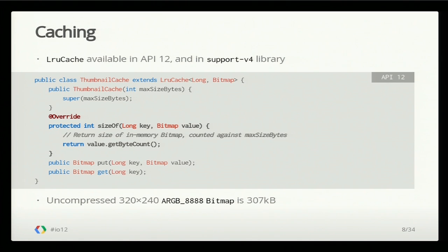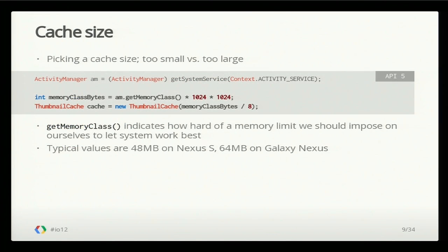Because whatever we're allocating inside of LRU cache, we need to keep enough memory for the other parts of our application, like our activities and layouts that we're inflating. So a good place to start for a cache size is the getMemoryClass method on ActivityManager. And this returns a size in megabytes of how hard of a memory limit we should impose in our application to let the system work its best.